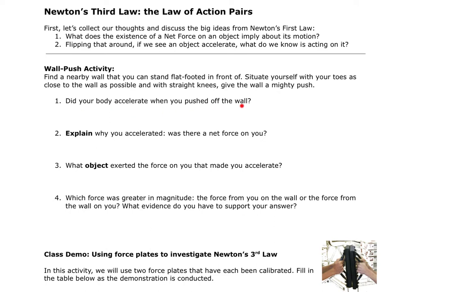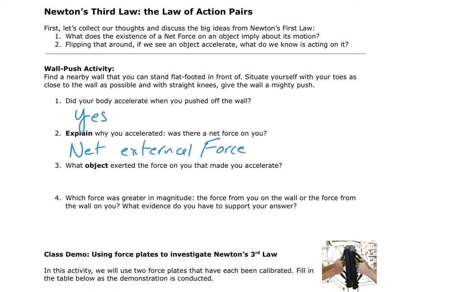Did your body accelerate when you pushed off the wall? It should have. It absolutely should have. So hopefully you're going to put yes here. Okay. Now, why did you accelerate? We know from Newton's first law that if you accelerated, there must have been a net external force on you. There had to be. There has to be some net external force.